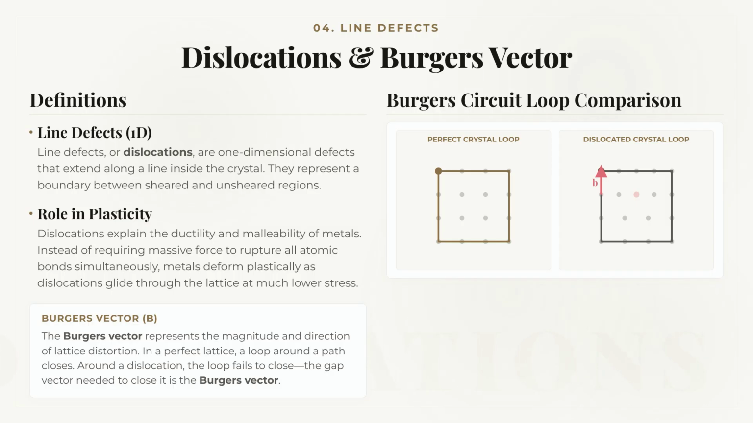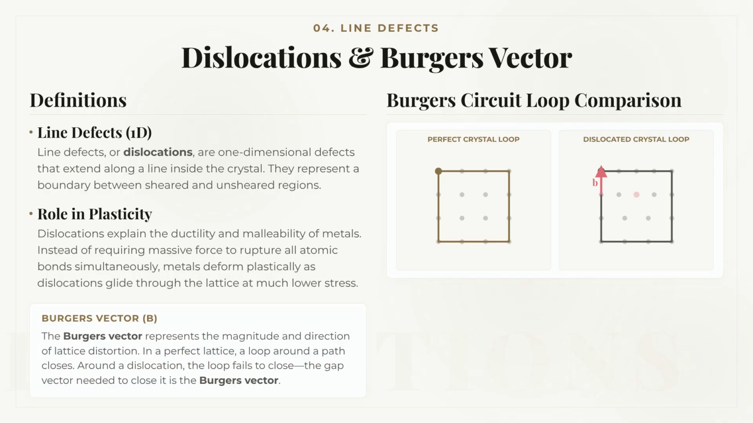Imagine drawing a closed path around a defect inside a crystal. Now, perform the same sequence of steps in a perfect crystal. The path fails to close because of the distortion introduced by the dislocation. The vector required to close the path is called the Burgers vector. It represents both the magnitude and direction of the lattice distortion caused by the dislocation.